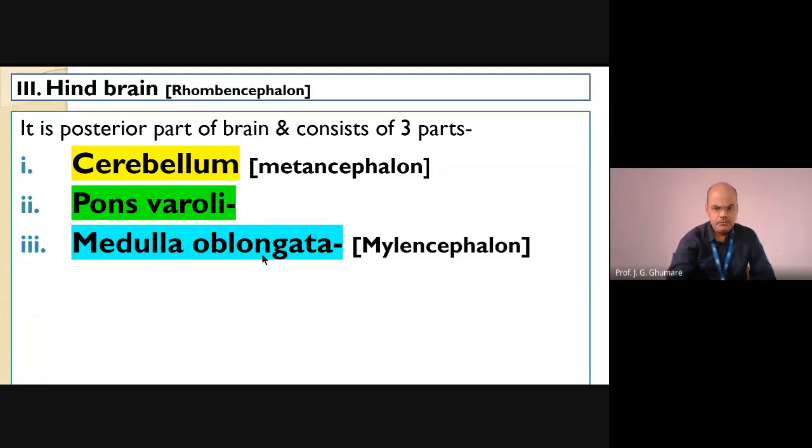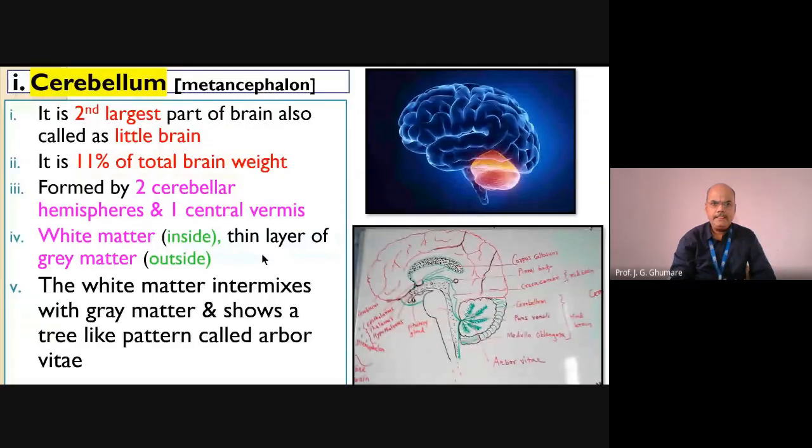Names are familiar to you. The first part is called cerebellum, the second largest part of the brain. See here, this is the cerebrum. This is the cerebellum section of the brain I am showing you. This is the cerebrum, the largest part, and this is the second largest part. This is called the cerebellum. We may call it the little brain.